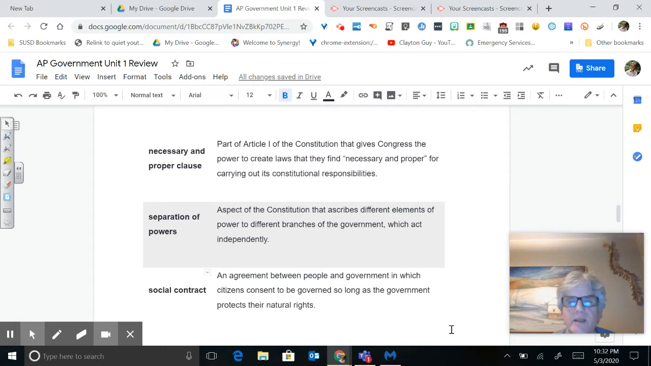The judicial branch has judicial review, where they can strike down laws that are unconstitutional. So each branch has their own sphere of influence.